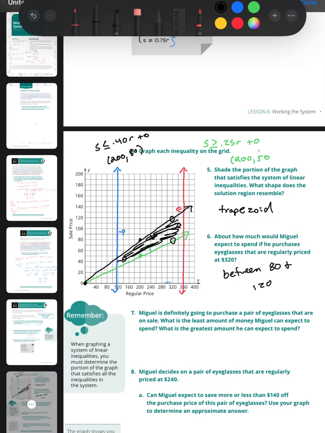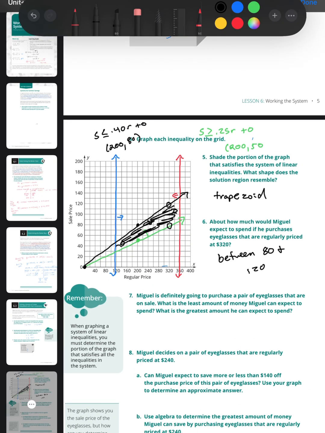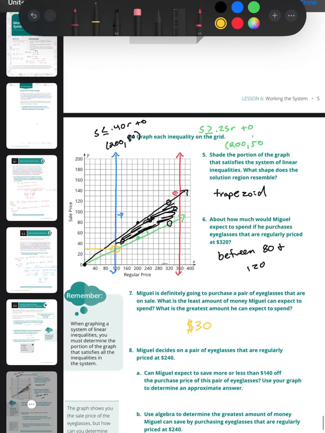Then for 7, Miguel is definitely going to purchase a pair of eyeglasses that are on sale. What is the least amount of money he can expect to spend? Well, the least amount would be the very bottom corner of this possible range we are in. And that looks like we are at 30. So the least amount he could possibly pay would be $30.